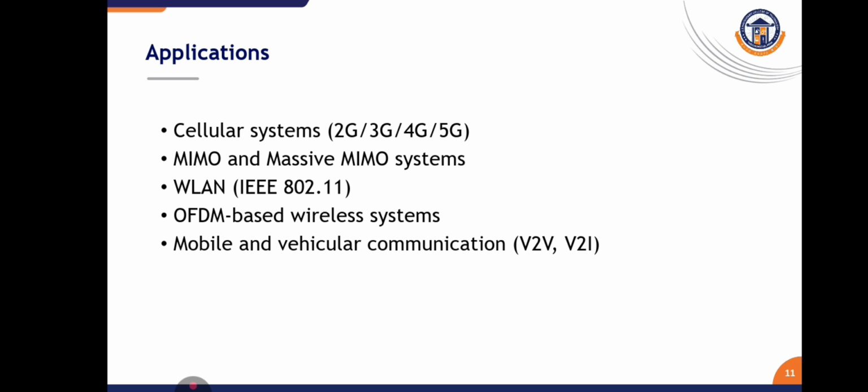Coming to the applications of small scale fading: cellular systems, and it's used in 2G, 3G, 4G, 5G, and MIMO, multiple input multiple output, and massive MIMO systems, wireless LANs, orthogonal frequency division multiplexing based wireless systems, and mobile and vehicle to vehicle communication.